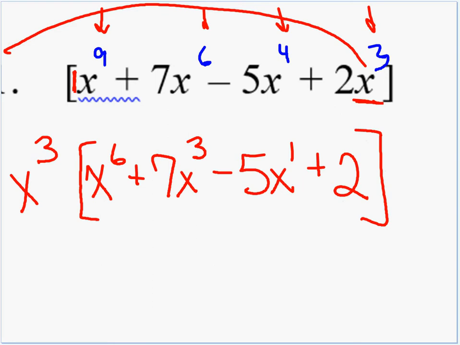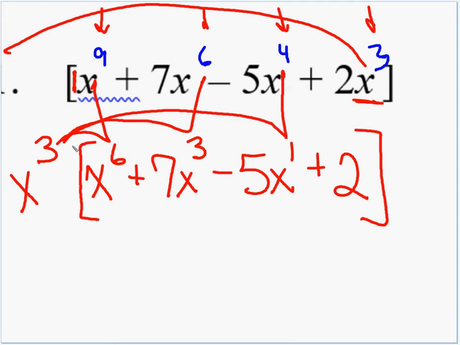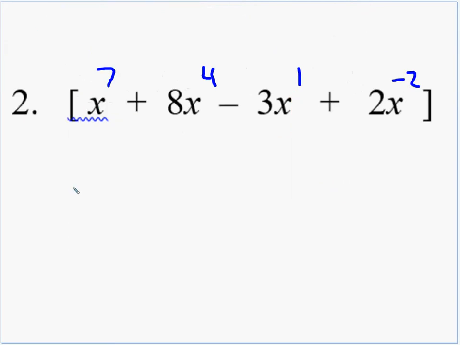Again, we can always distribute to make sure we get back to where the problem all started. Remember, when we distribute here, we're adding exponents. 3 plus 6 is 9, 3 plus 3 is 6, 3 plus 1 is 4, and then remember, there would be an x to the 0 here, you could say, because anything to the 0 power is 1. 3 plus 0 is 3. Nice easy one to get everything started here.